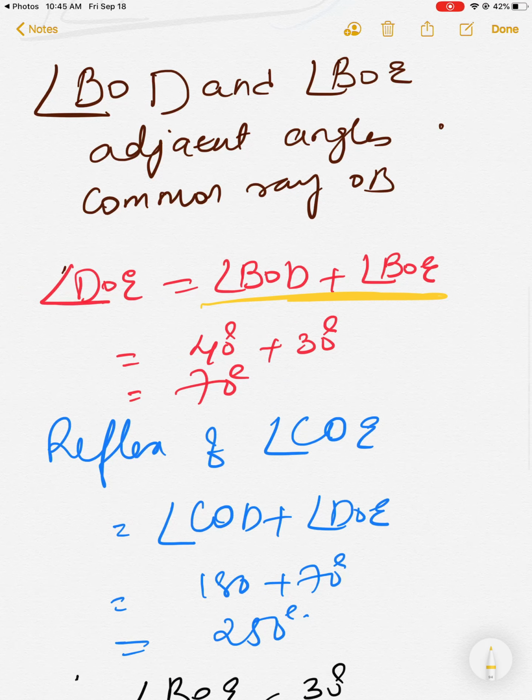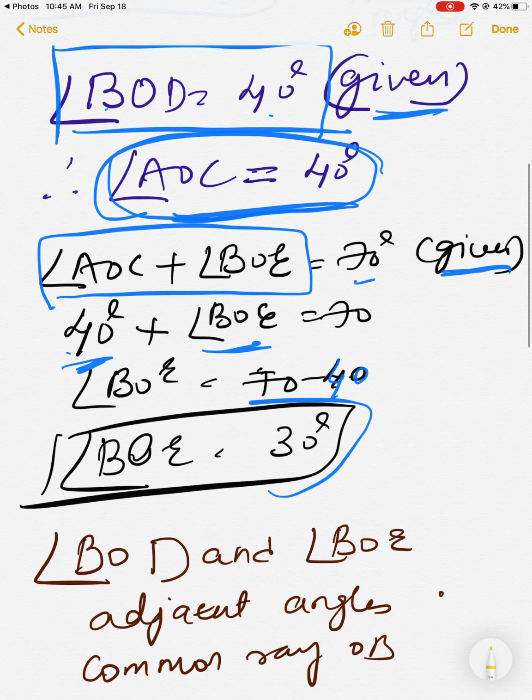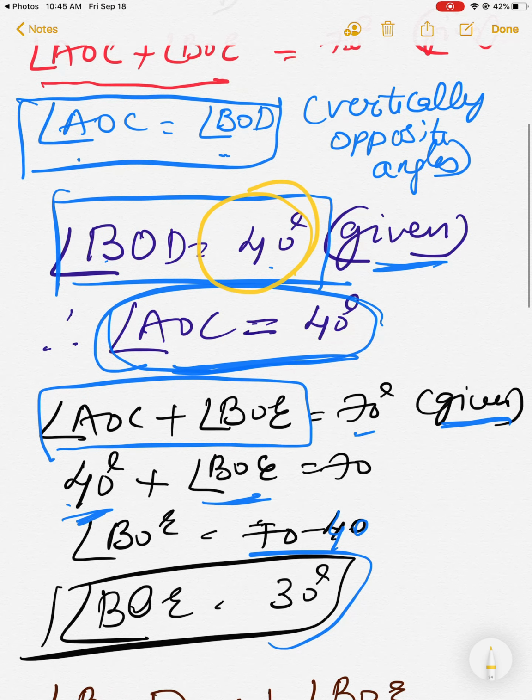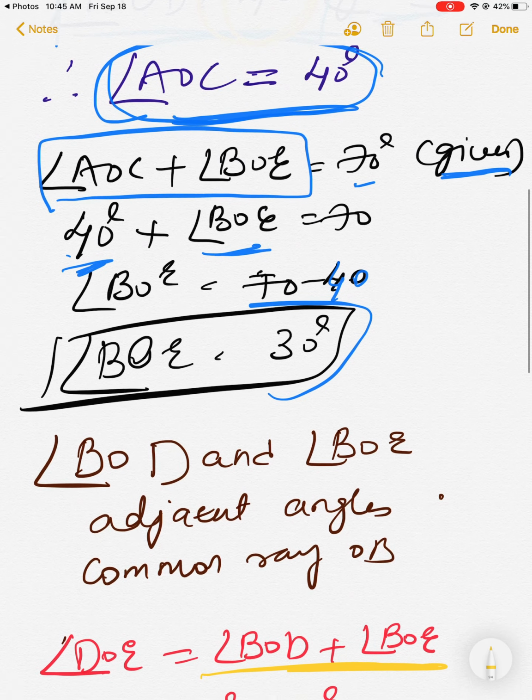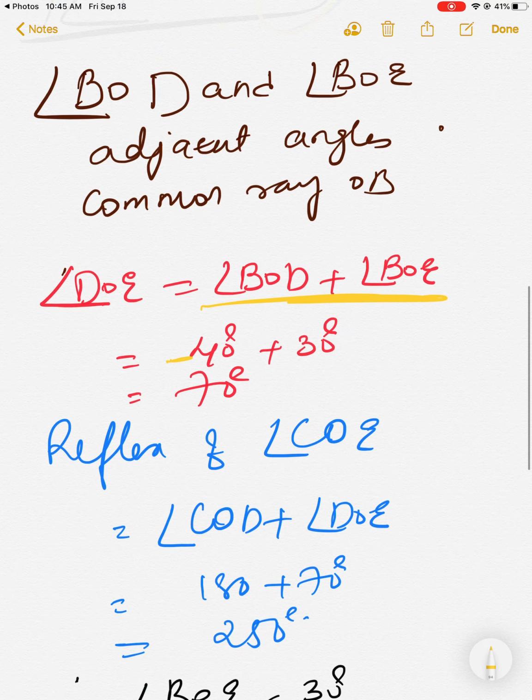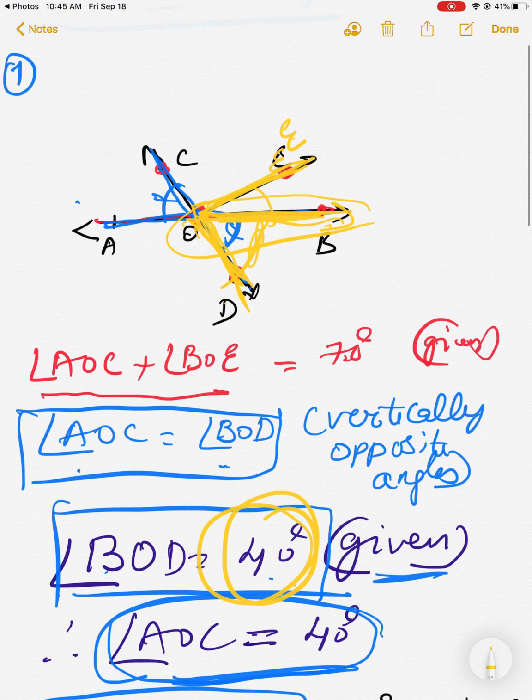Already we have got BOD as 40 degrees and BOE as 30 degrees. So if you add up those two, you will get 70 degrees. Now we need the reflex of COE. Reflex of COE we have to find out. What is the reflex of COE here?